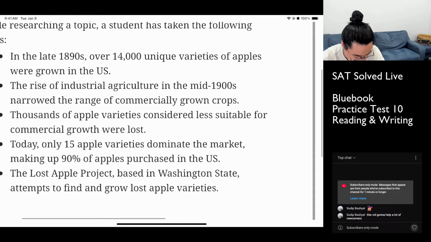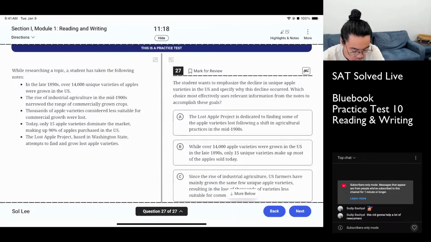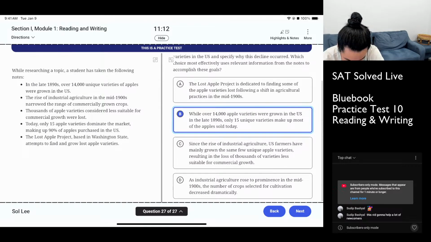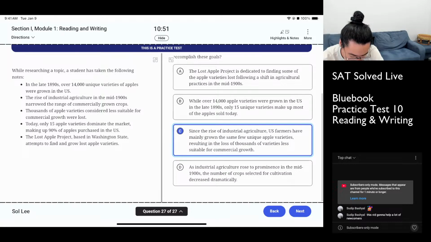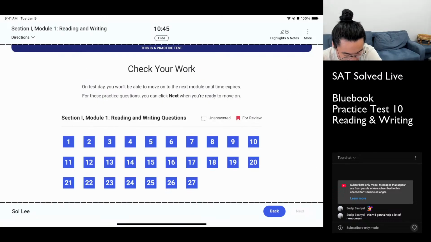The why is because of industrial agriculture, which discards certain varieties. Okay, so 14,000 to 15. That's part of it. Okay, this could be it too. Since the rise of agriculture, that's the reason. Grown the same few unique varieties, resulting in loss of thousands of varieties less suitable for that, implies sort of the why. So that's probably the best answer so far. I'm looking at the other ones, but yeah, that's the only one that includes the why, so it has to be the correct answer. And that is module 1.